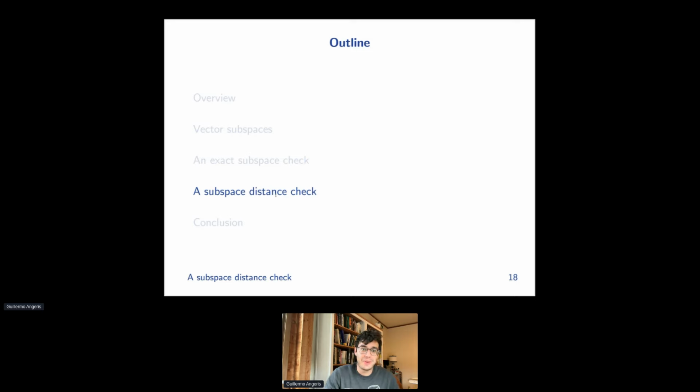So now finally we can get to the subspace distance check. Unfortunately, this is even more complicated, which is a bit annoying, than the previous one. But other than that, it's not too hard. It's just there's one more set of moving parts, which is we have to define what distance to a subspace means. And specifically, we're going to have one more definition around the distance of a matrix to a subspace.